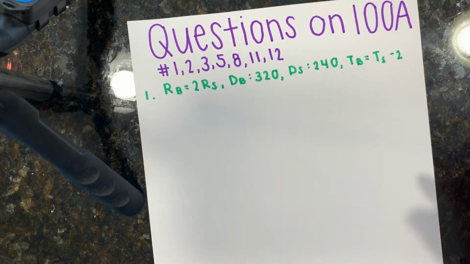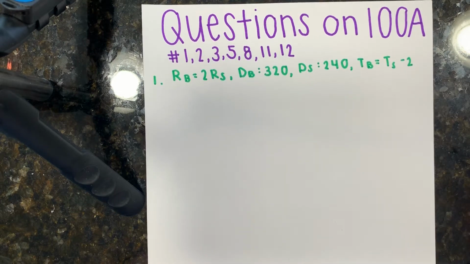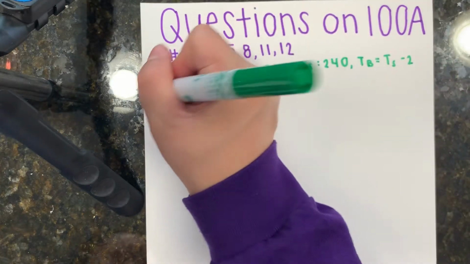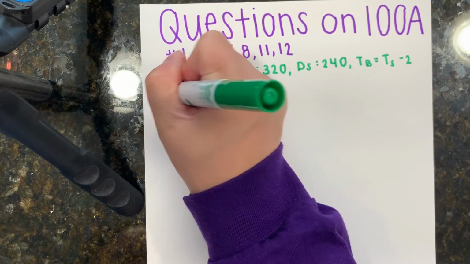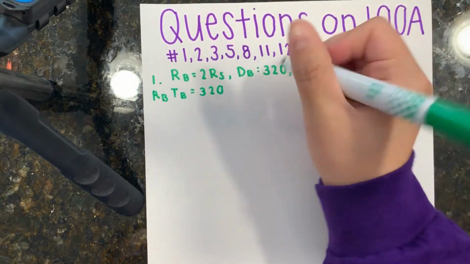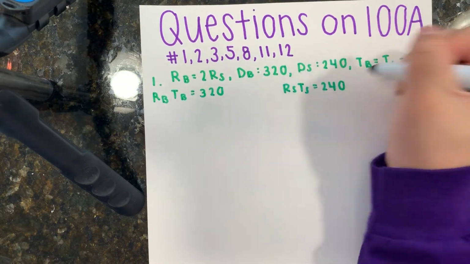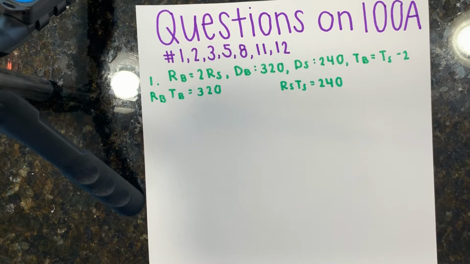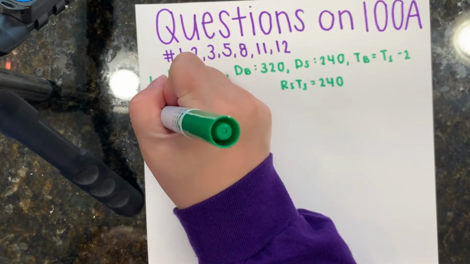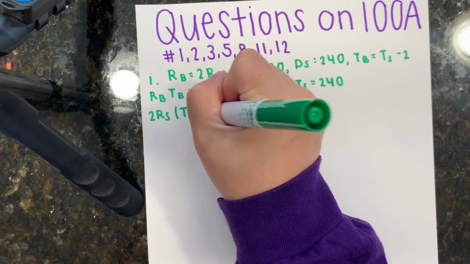Okay, so it says Bickford could travel to the reef in 2 hours less than it took Sean to travel. So the time of Bickford would be the time of Sean minus 2. Now we know distance is equal to rate times time, so I'm going to change this to RB TB is equal to 320, and then I'm going to change that to RS TS equals 240. Now I know what RB is equal to. It's equal to 2RS. And I know that TB is equal to TS minus 2.